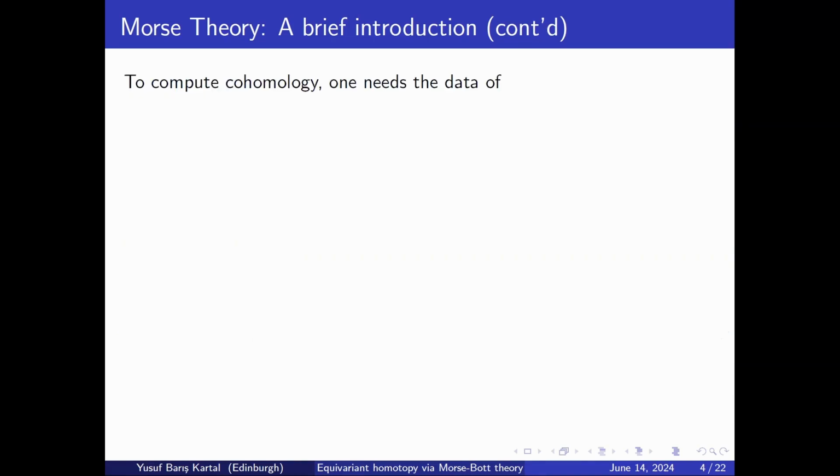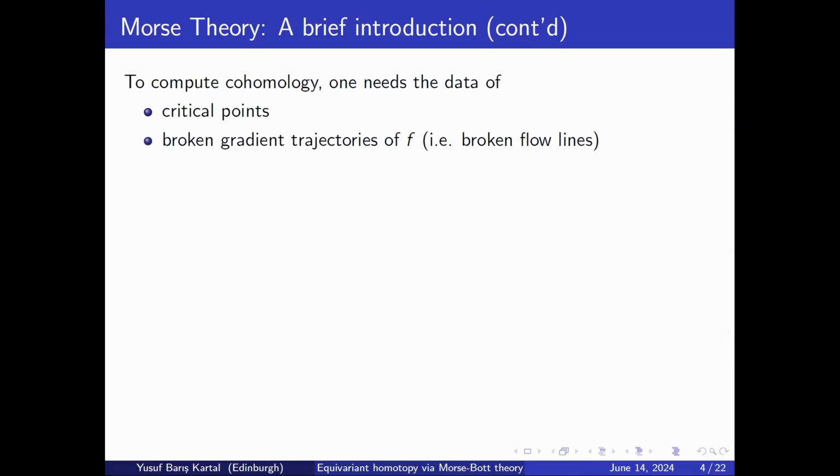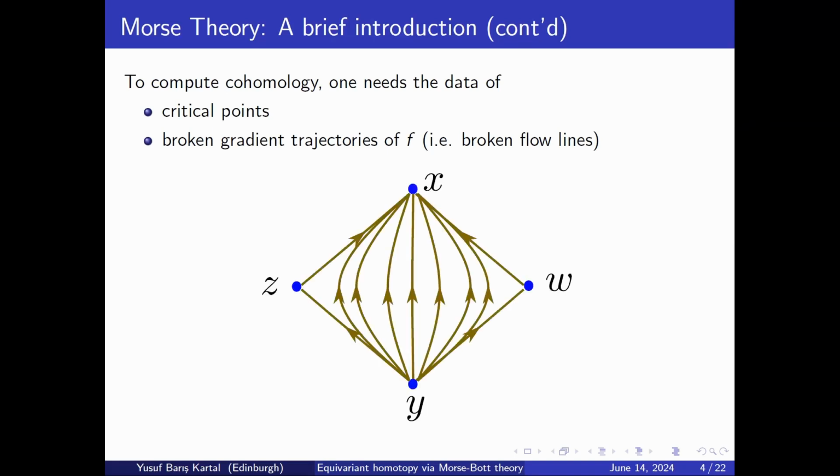Let me elaborate a bit. To compute homology or cohomology, it doesn't matter, you need the data of the critical points and the gradient trajectories between them. So gradient trajectories form a space, but the space doesn't necessarily have to be compact, but you can actually compactify. Here's a picture on how you compactify.